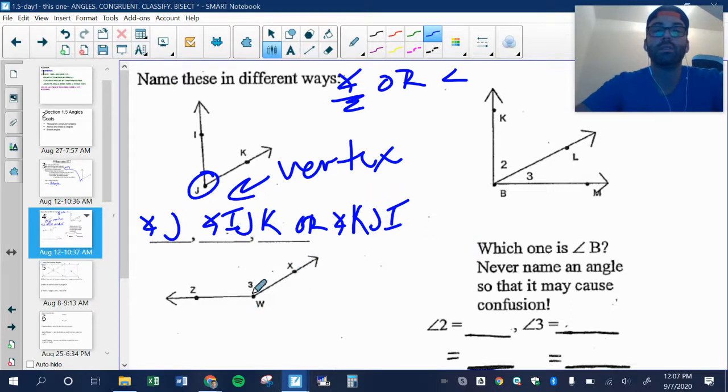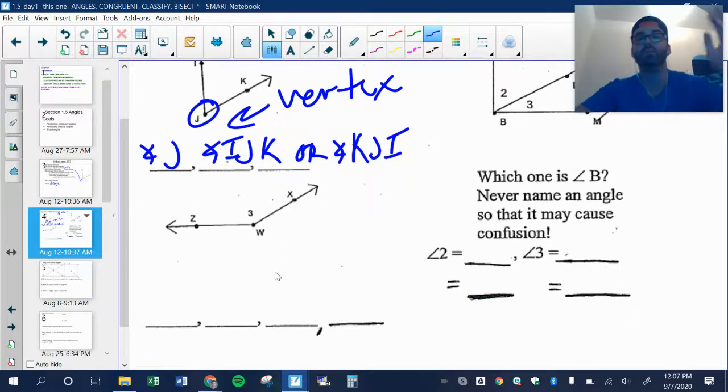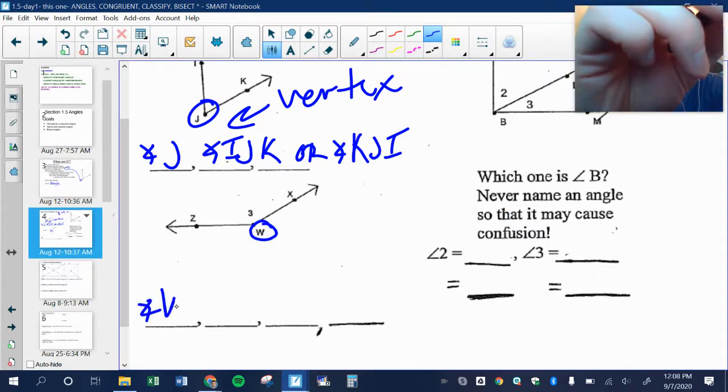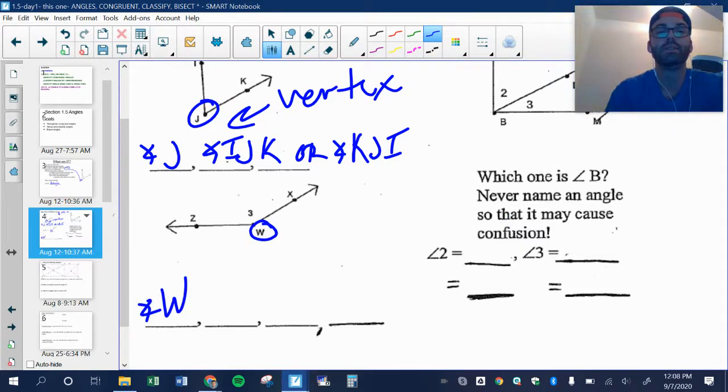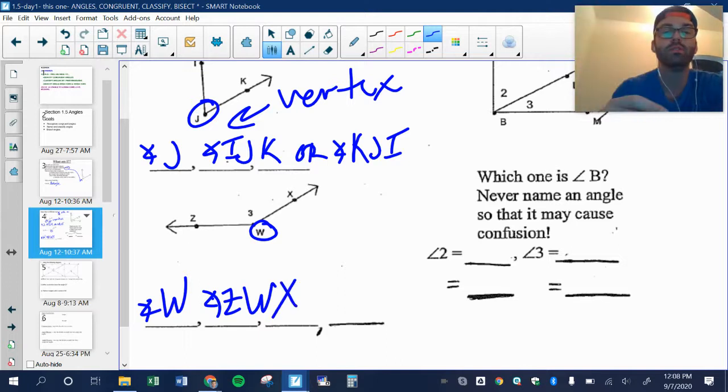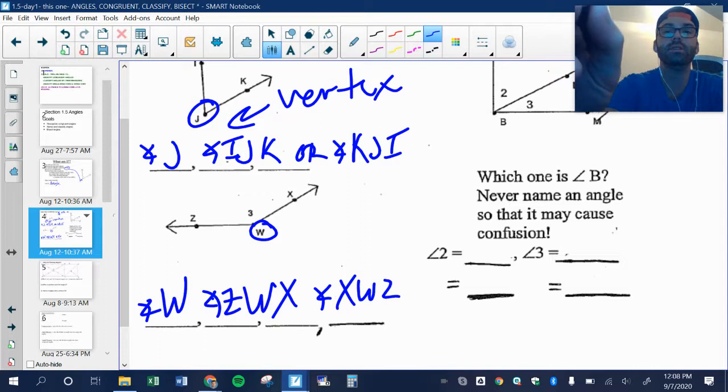Okay, let's look at this one here. All right, this is a good talking point. First way to name it, I can name it with a single letter here. That's our vertex, angle W. Second way, I can use 3 letters. So I'm going to go angle ZWX or angle XWZ. Now, you notice that there's that little 3 there.